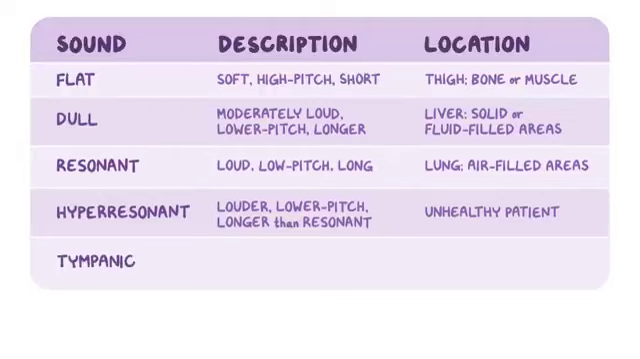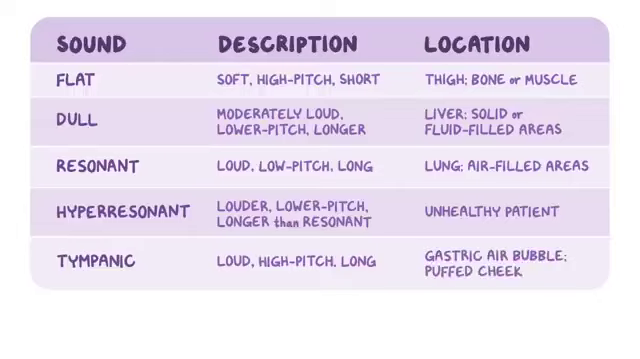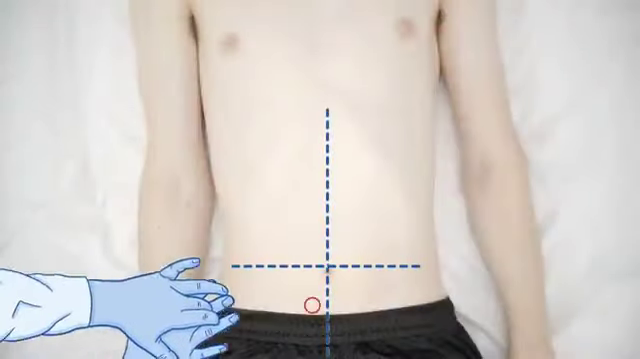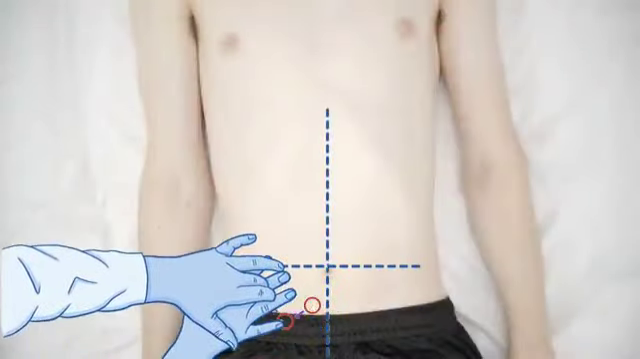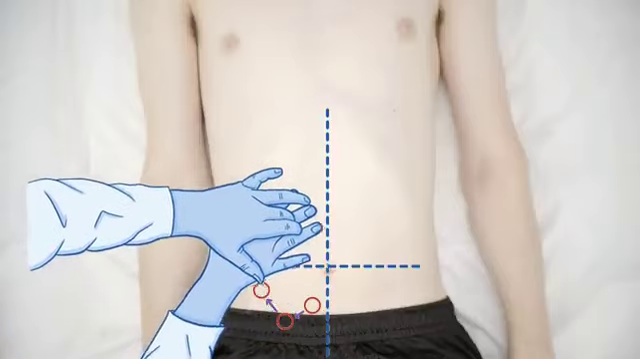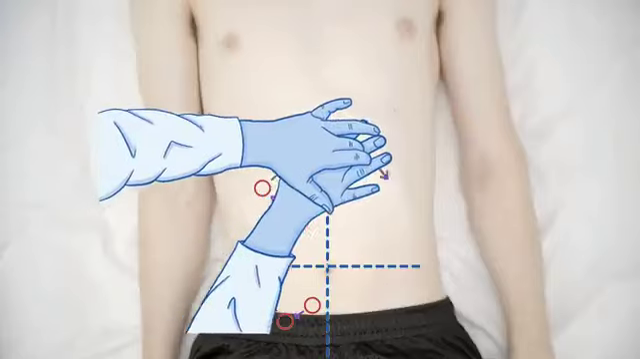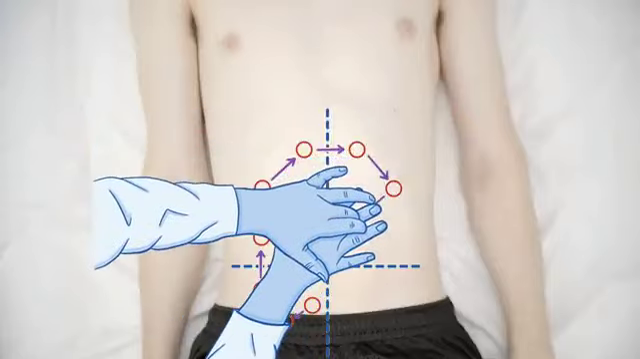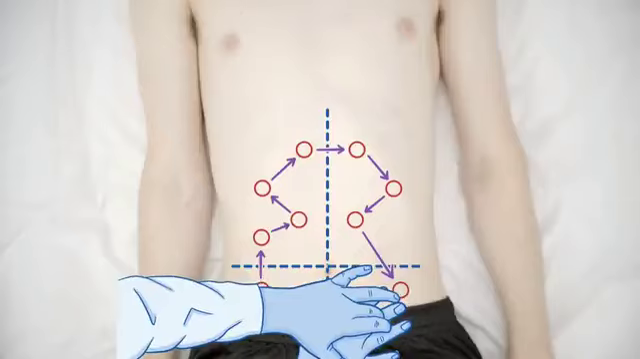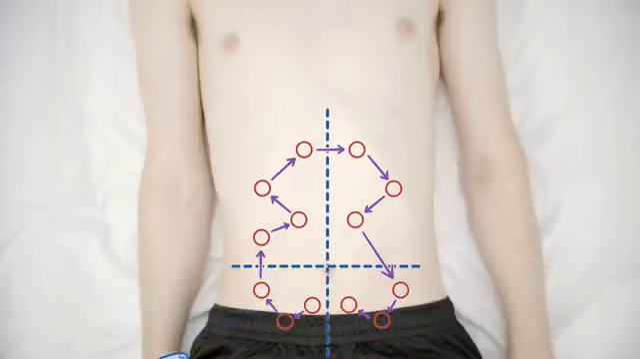A tympanic sound is a loud, high-pitched, long sound that can be heard by percussing the gastric air bubble or a puffed cheek. Alright, now let's percuss the abdomen. We'll do all 4 quadrants lightly, listening for tympanic sound as air in the gut rises up while Fred is supine. If there's dullness, that could signal bladder distension, adipose tissue, or other fluids or masses, like organs.